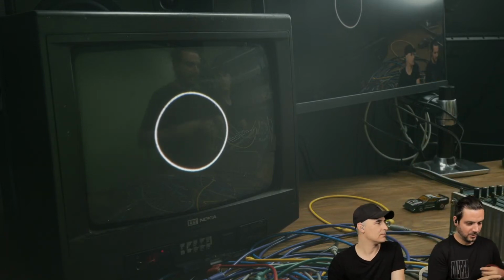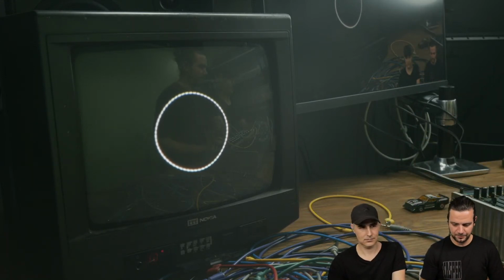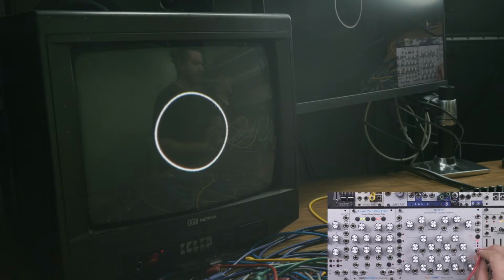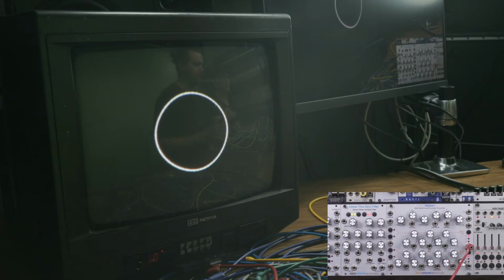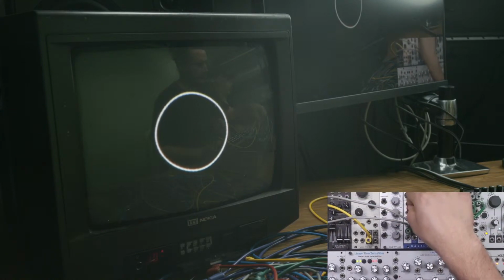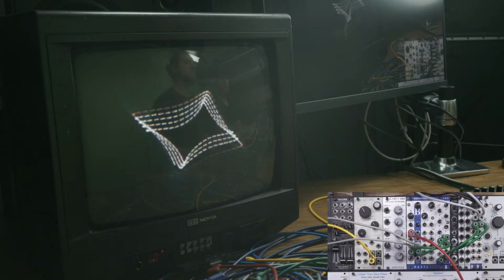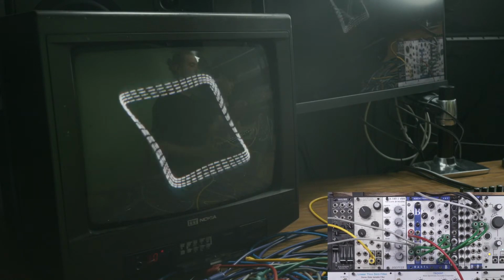And now I'm going to do the same thing. Like I did with the polygonal circle, I'm going to take a really fast signal from the Trident triangle output, and I'm going to modulate the volume of both VCAs.